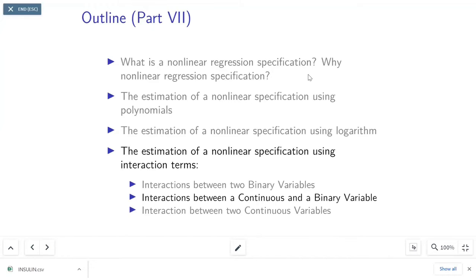Now let's take a look at the second type of interaction terms. This type of interaction term is created between a dummy variable and a continuous variable. It is arguably the type of interaction term that is used most extensively in practice.